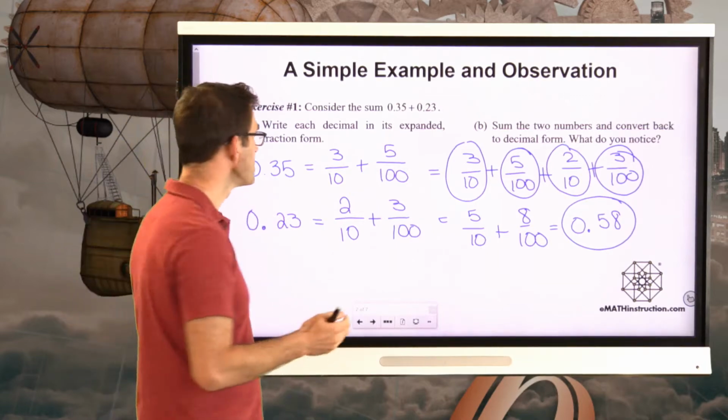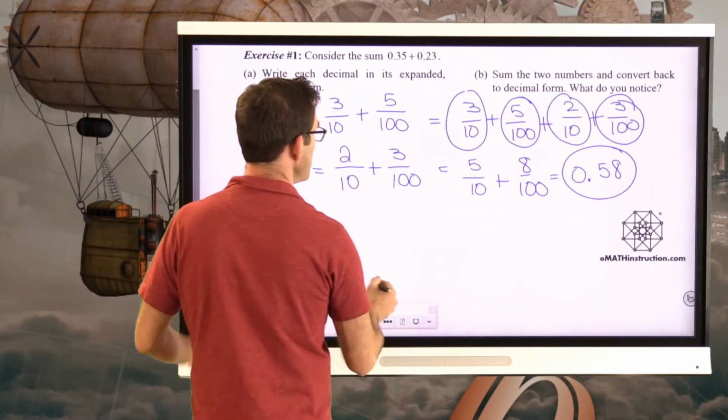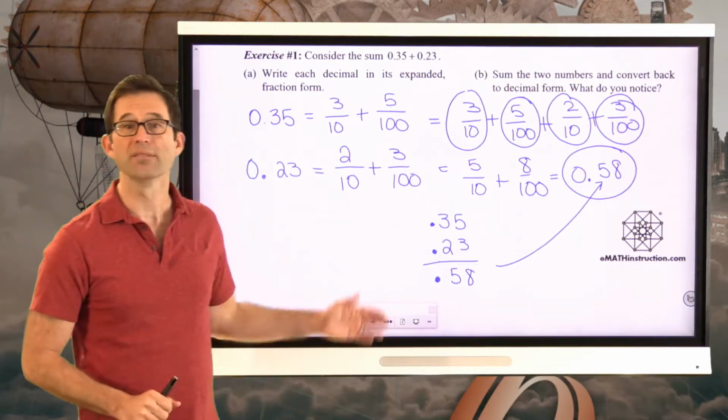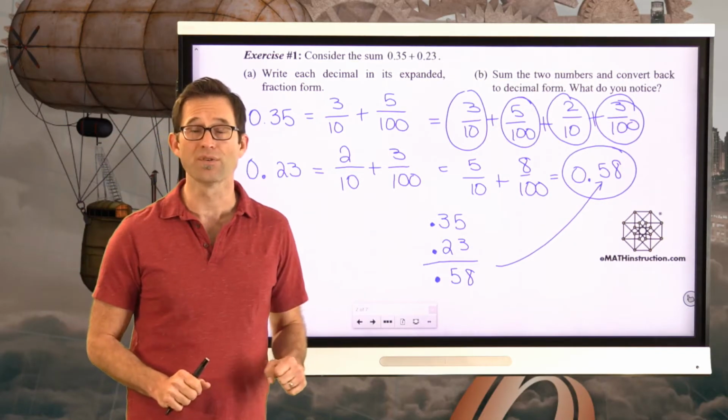Well, what I notice is the following. Let me just scroll down a little bit. If I took the number 35 and I added to it the number 23, I'd have the number 58. So it appears that what I can do is simply leave the decimal point exactly where it is and simply add the way I always do.